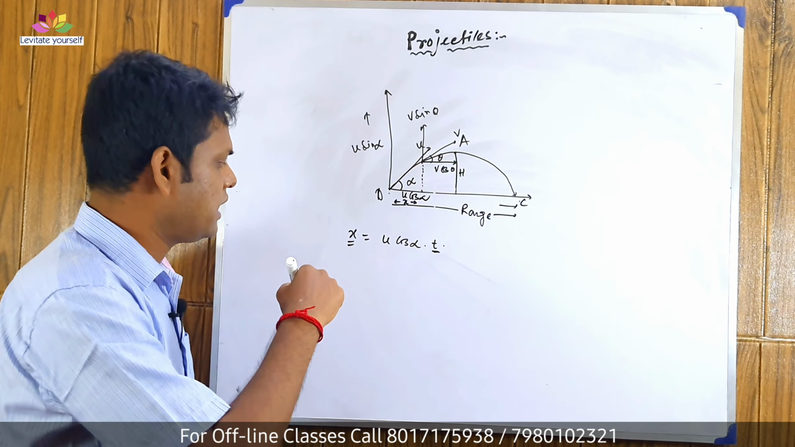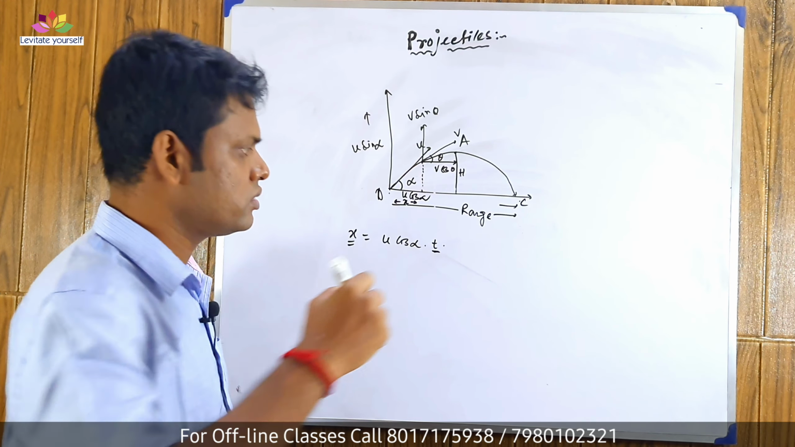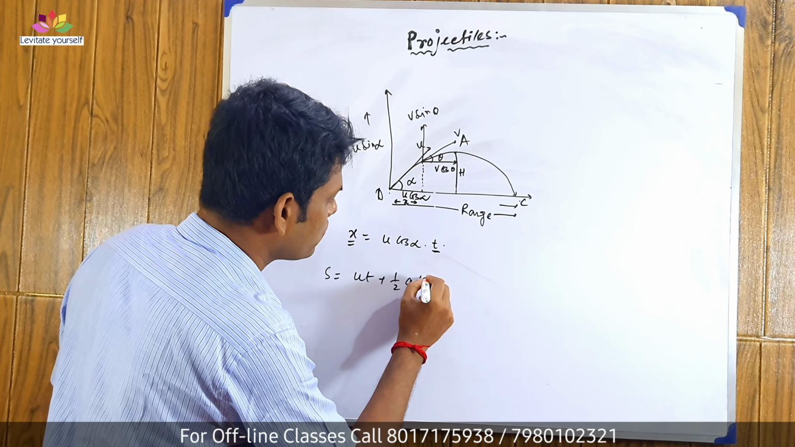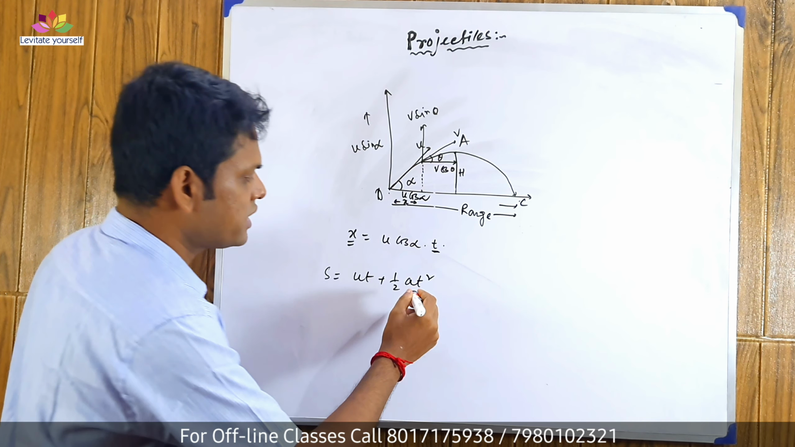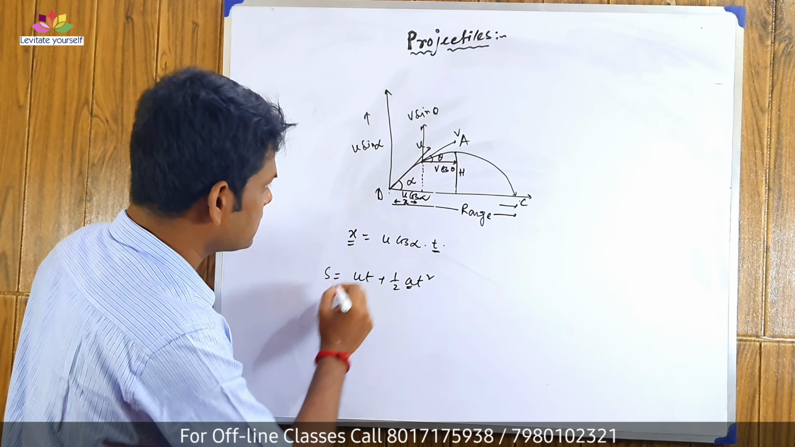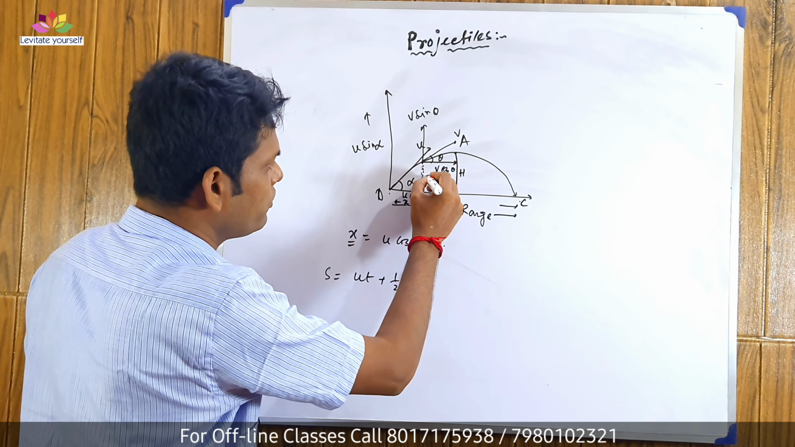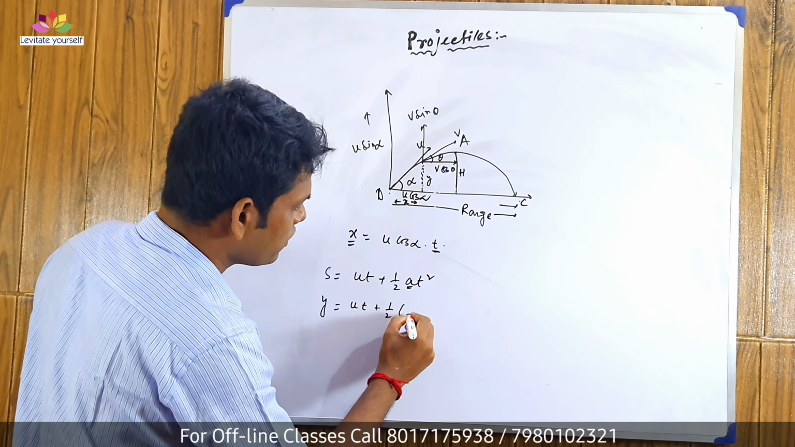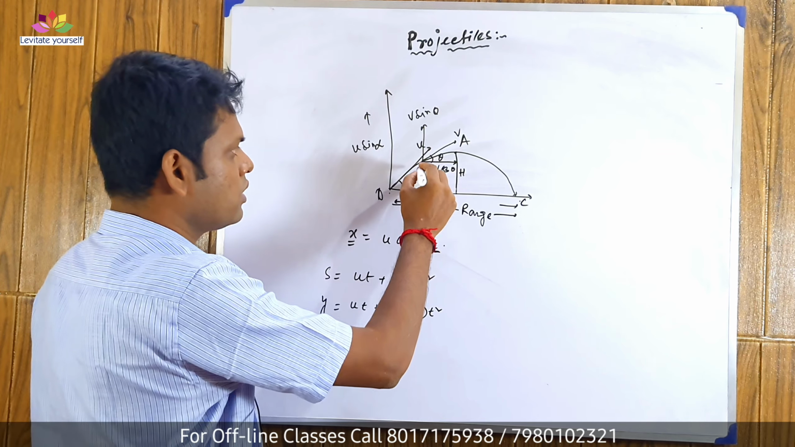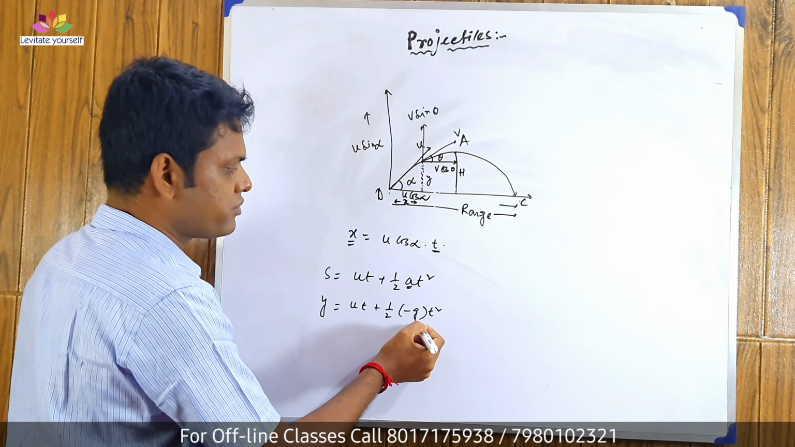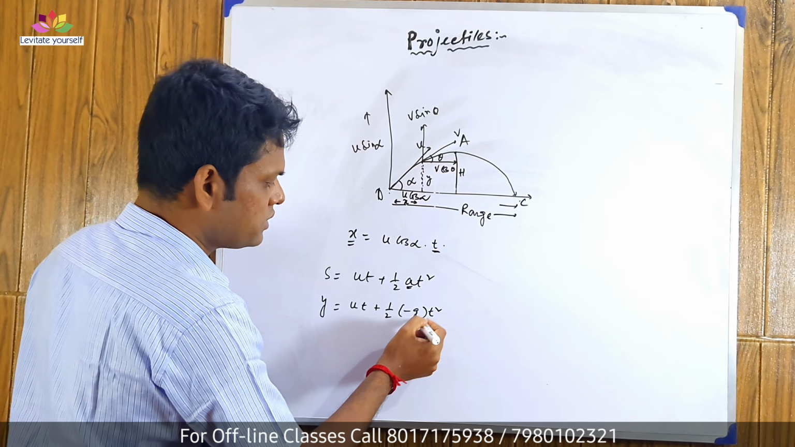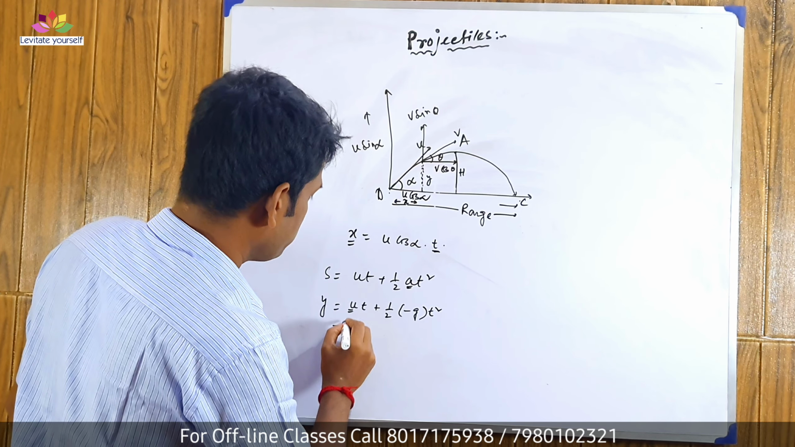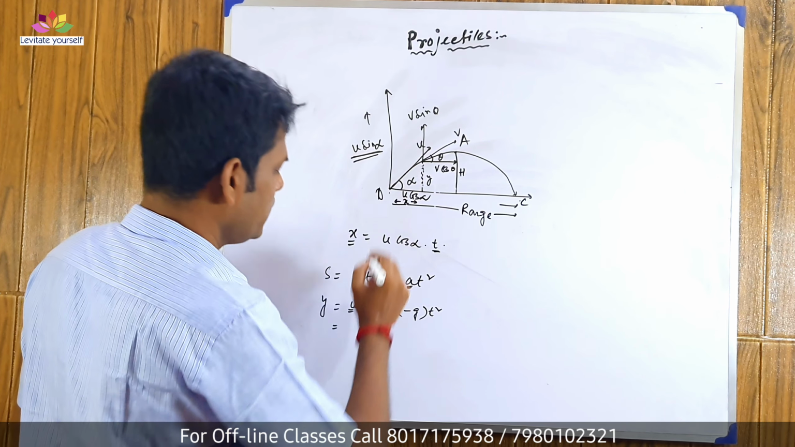For the equation of projectiles, first of all we know that displacement s is equal to ut plus half at square. Here the acceleration is the gravitational acceleration, so the equation changes. Suppose this height is y. Then y is equal to ut plus half of minus g into t square, because the gravitational acceleration is negative. Here u is the vertical component of velocity, which is u sin alpha.